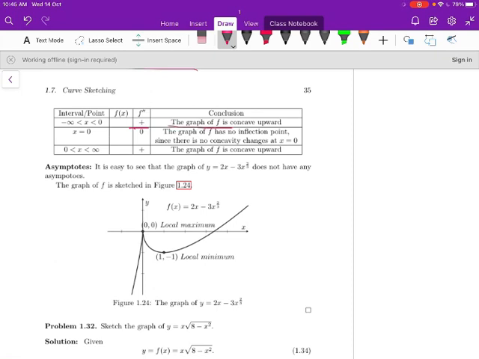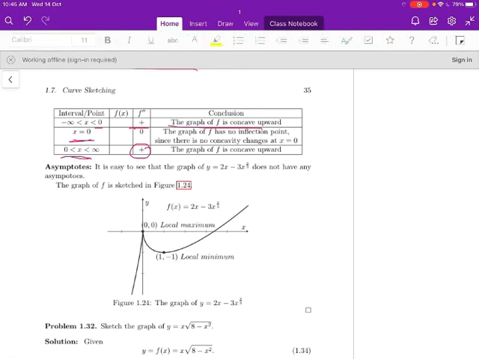Therefore the graph of f is concave upward. For 0 to infinity, the graph is again concave upward because f double dash is positive. So there is no point of inflection at x equal to 0, because there is no concavity change from concave upward to downward or downward to upward, since it is concave upward always for minus infinity to 0 and 0 to infinity.